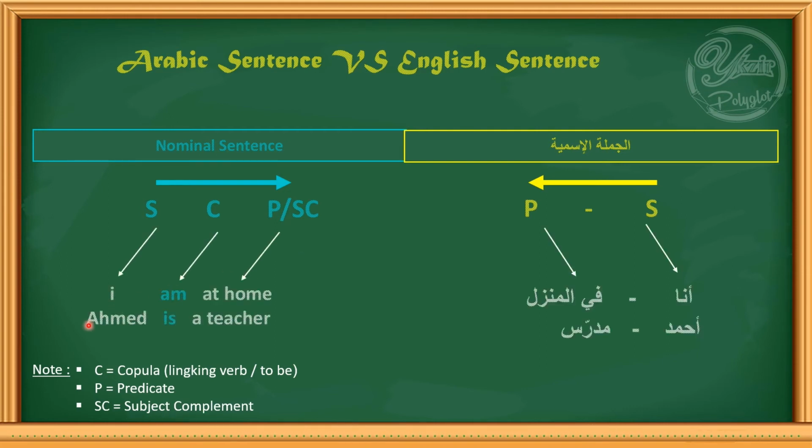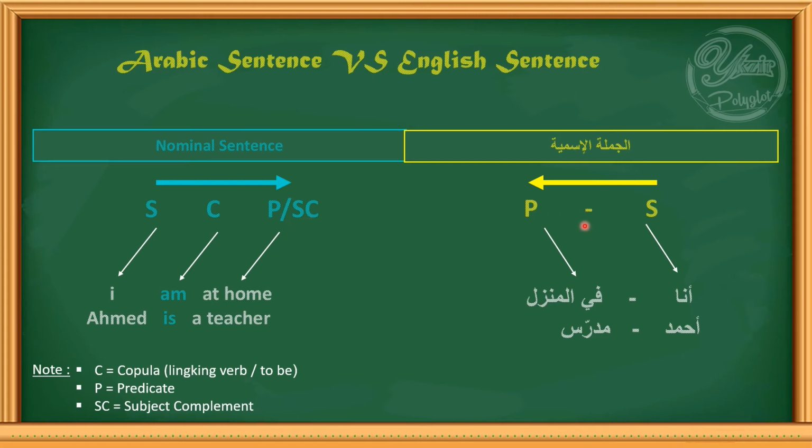I'm at home. Ahmed is a teacher. From this example, we know that there's no verb here. That's why these sentences need an auxiliary verb. What about Arabic? Arabic nominal sentences are kind of similar, but not quite the same as English. In English, an auxiliary verb is a must in a nominal sentence, so there must be an auxiliary verb. The word order in an English nominal sentence is subject, copula, then predicate or subject complement.